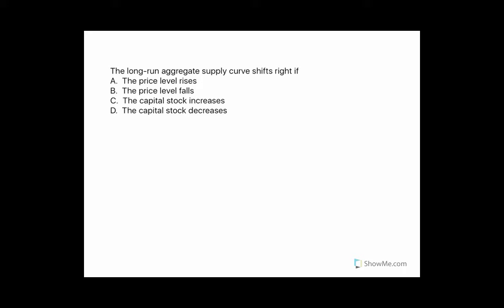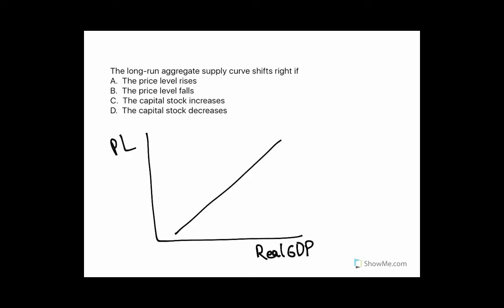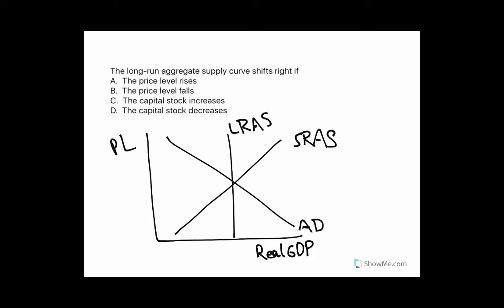So this question asks what causes the long-run aggregate supply curve to shift to the right. So if you remember the graph, so we have real GDP and price level. We have short-run aggregate supply and aggregate demand, and then we have this long-run aggregate supply that it's talking about. And it's asking what needs to happen for this curve to shift to the right like this. So we can look at some of these choices.